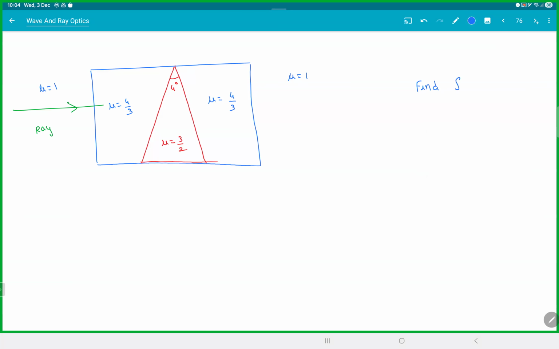Thin prism, huh? 4 degrees is a thin prism. Hope you remember the formula for thin prism deviation. Delta is A into (mu minus 1). The light ray is coming from vacuum and goes into the vacuum.